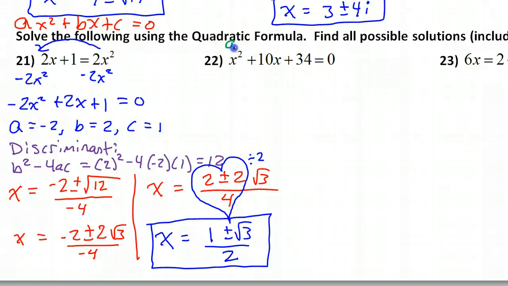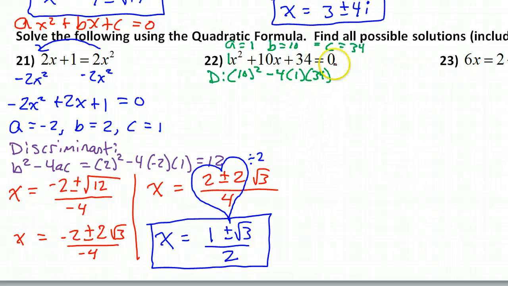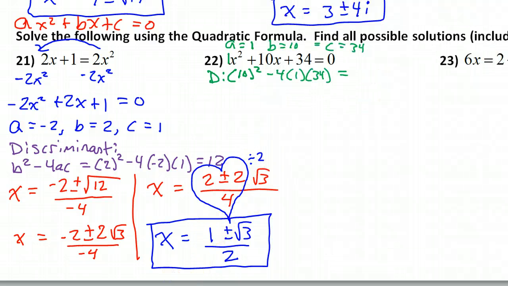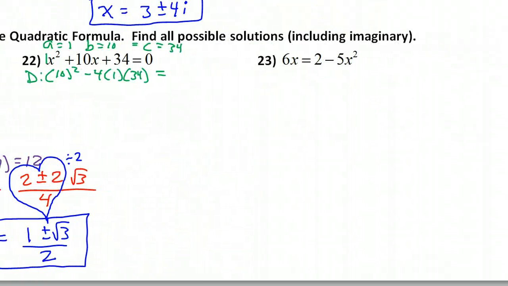I see that A is 1, B is 10, and C is 34. So I'm going to do my discriminant, my b squared minus 4ac. That's 10 squared minus 4 times 1 times 34. So in my calculator, that becomes, let's see if I can pull this over.